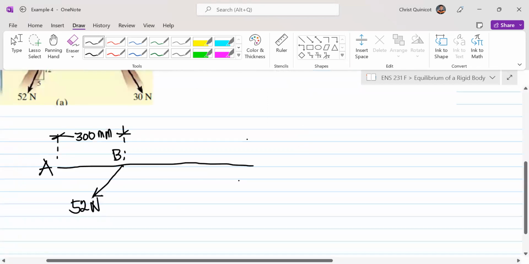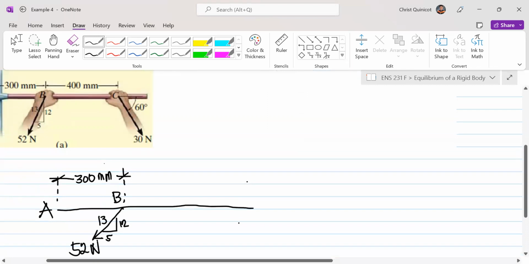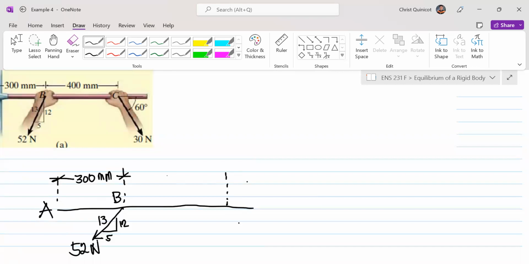Okay, let me zoom in. This is 5 here, this is 12, and this is 13. And 400 mm from B, we have our C. This is 400 mm. And 30 Newton down to the right at 60 degrees.